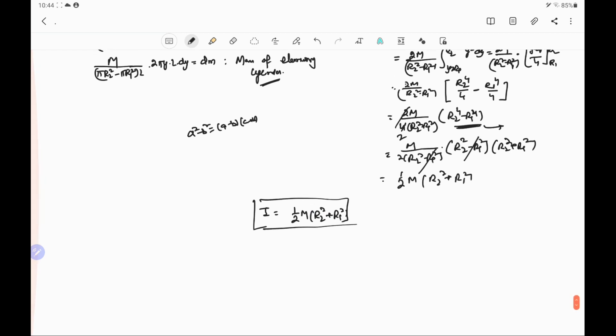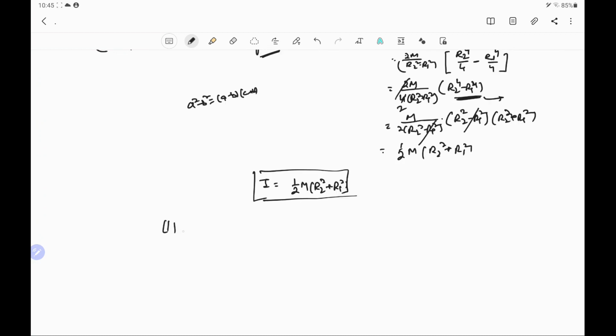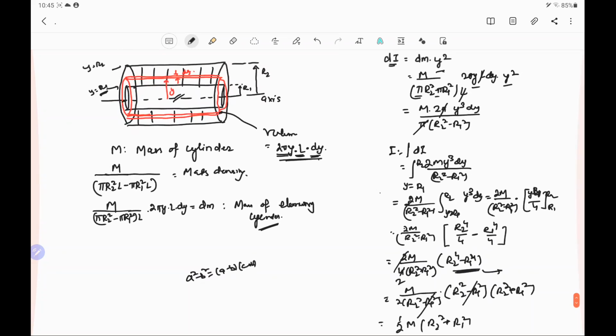From this, we can also find the earlier derived cases. For example, first case, when R1 equal to 0, this implies that I equal to half M R2 square. And because now there is only one radius, we can omit this subscript and write half MR square. This is the case of a solid cylinder. That means mass is distributed over the whole volume of the cylinder.